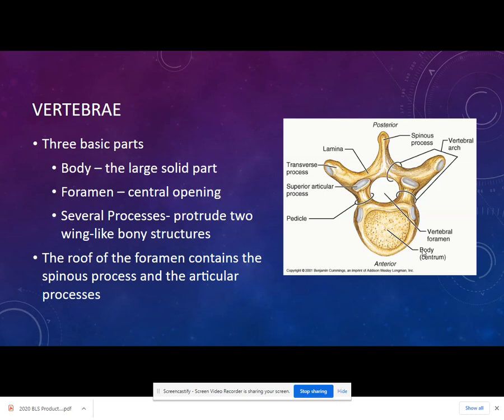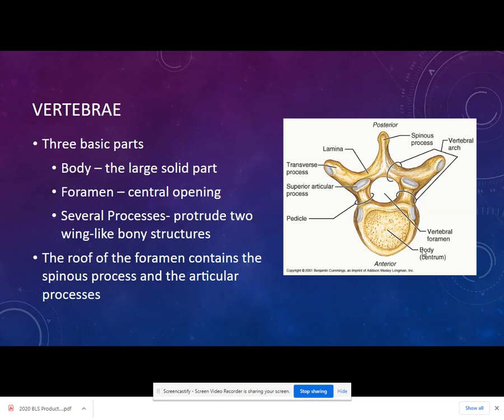When you look at the spine, you want to think of it almost like a house in the sense of the roof, where it contains the spinous processes and the articular processes. So the top part is called the lamina. And then the bottom part, the sides of the house, you'd say, are the pedicles.